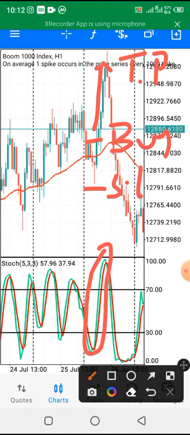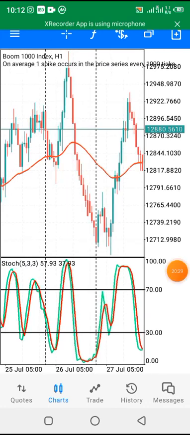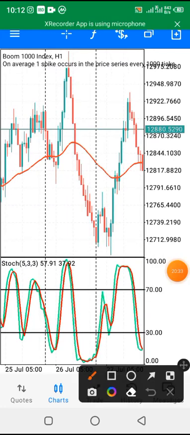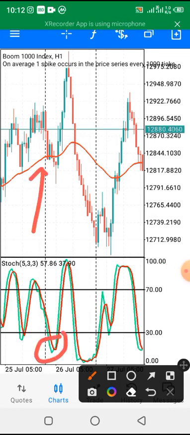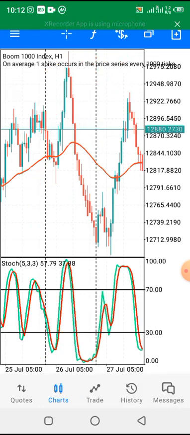Price was trading above the 51 moving average, as you can see. After all conditions were met on the stochastic, you entered your buy, put the stop loss here, and you could have held the trade and taken profit around there. So guys, I hope you've understood how the strategy works. That's how you look for buys and sells.